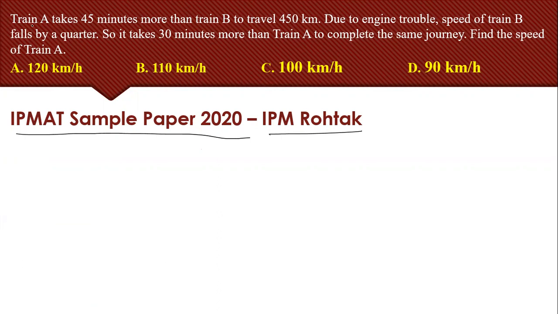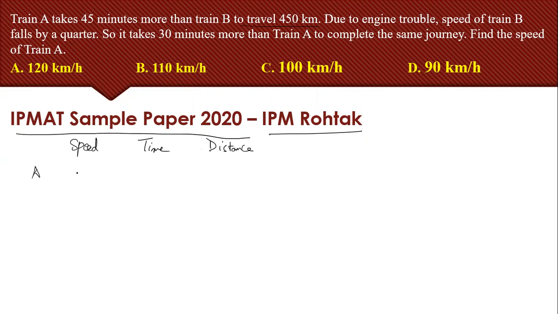What's the question? Train A takes 45 minutes more than train B to travel 450 kilometers. That means both are traveling 450 kilometers only, but A takes 45 minutes more than B. Or I can say B takes 45 minutes less than A. Both are the same thing. So let me make a column of speed, time, and distance.